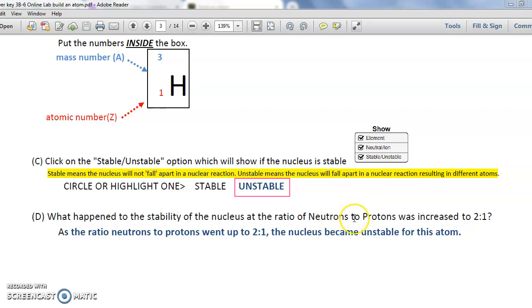But when we only have one proton in hydrogen, we only needed one neutron maximum. Actually, we were stable with no neutrons, because when you only have one proton, they're not trying to push apart. You need two protons to push apart. So adding that additional neutron made it unstable.